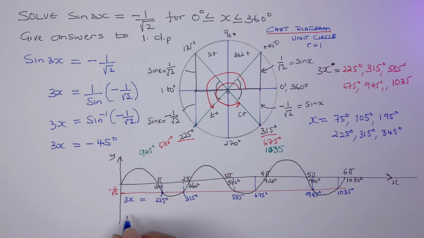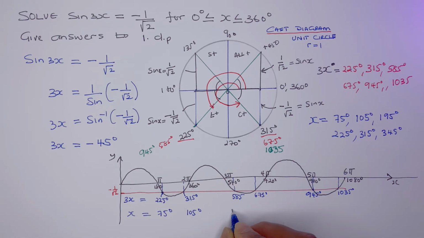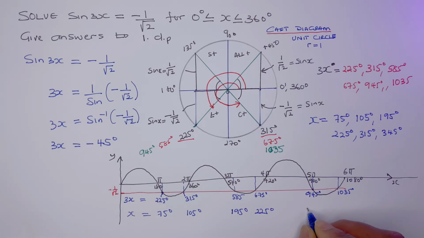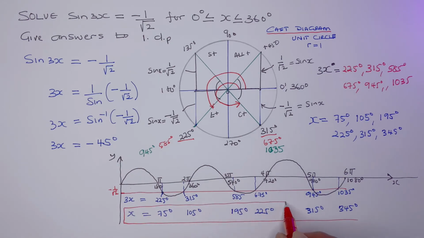Now we need to find for x. You just divide by 3. So if you divide that by 3, you get 75 degrees, and that is 105 degrees, and this one is 195 degrees, and this one is 225 degrees, and this one is 315 degrees. Divide that by 3, you get 345 degrees. So that's the value of x. Those are the values of x that we are looking for.